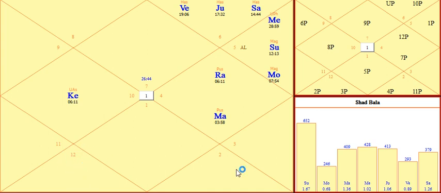1, 2, 3, 4, 5, 6, 7, 8, 9, 10. So third house is the sixth pada. Sixth pada falls in third house.